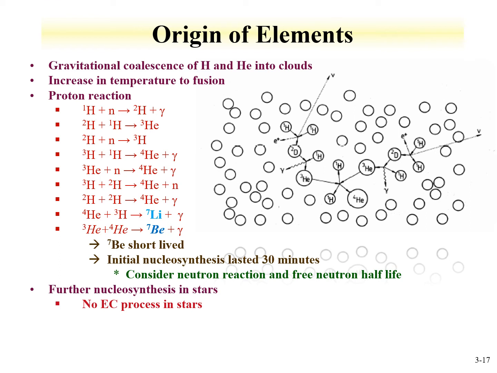Now, going above helium, we would make lithium or beryllium, but these were relatively short-lived, so they were not stable. And the initial nucleosynthesis lasted on the order of 30 minutes. The free neutrons have a half-life on the order of 10 minutes. So after a period of time, free neutrons decayed and were no longer available for reactions.